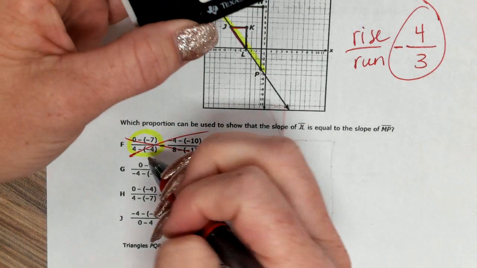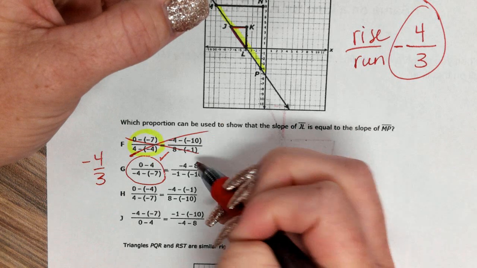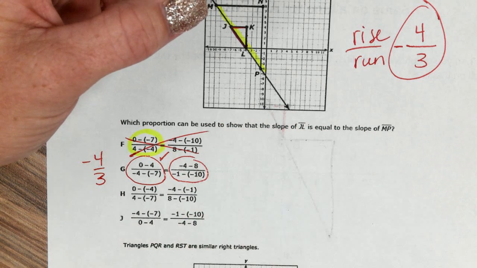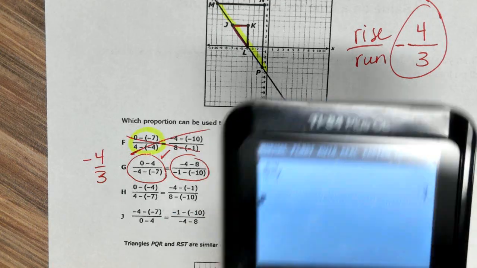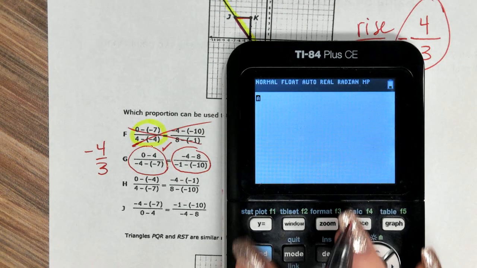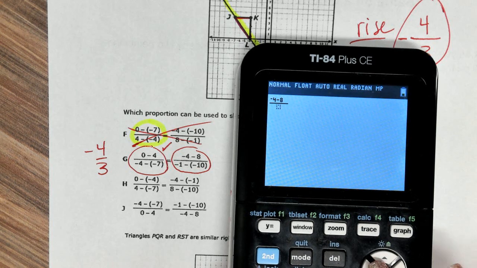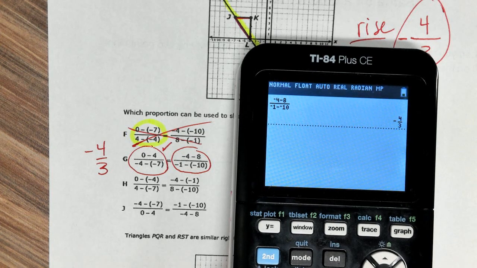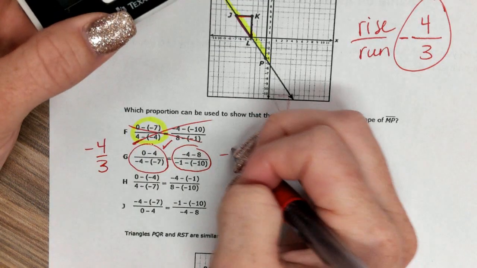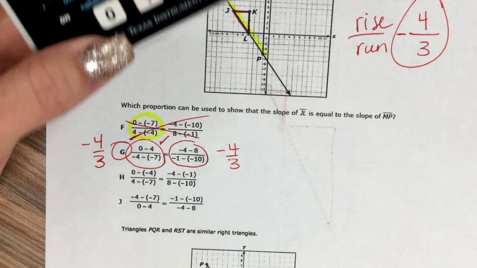No. Now that you've checked this side and it was negative 4/3, you're going to check this side because they could trick you and only do one side. So you're going to go check this side real quick. Negative 4 minus 8 over negative 1 minus negative 10, which is also negative 4/3. So did it all match? Yes, ma'am. Therefore, that's the answer.